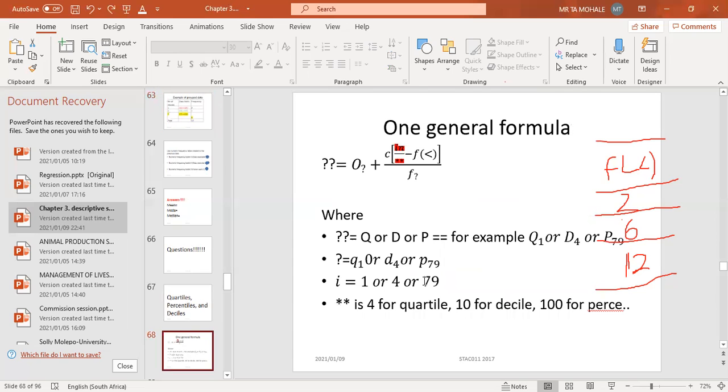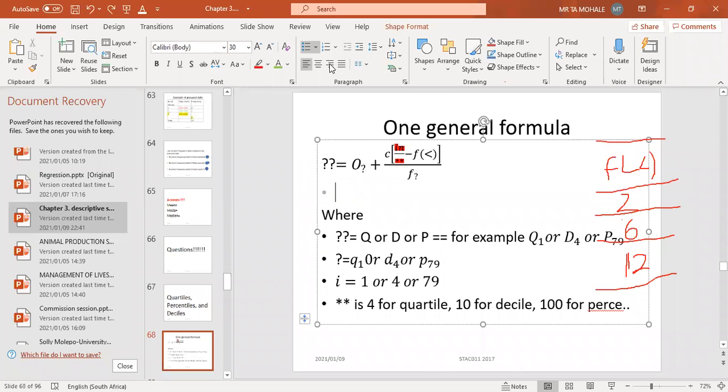P79, let me ask Abel. Abel, give us the formula for calculating P79. Is Abel sleeping?